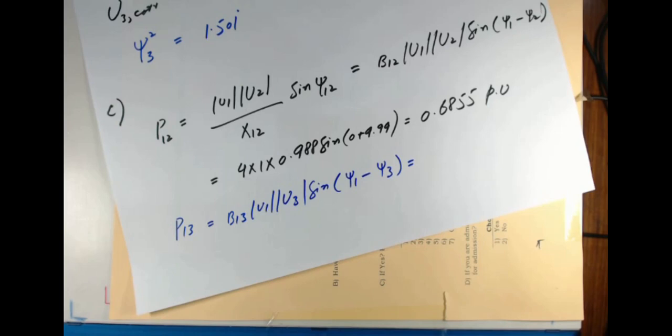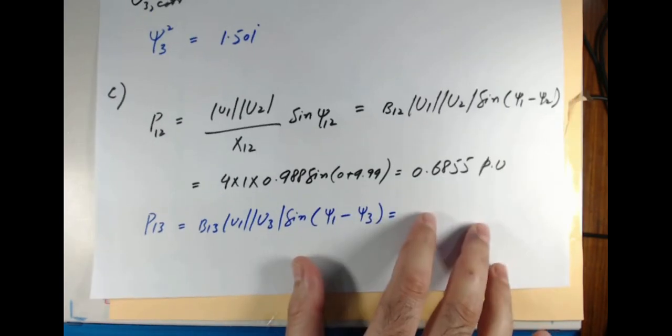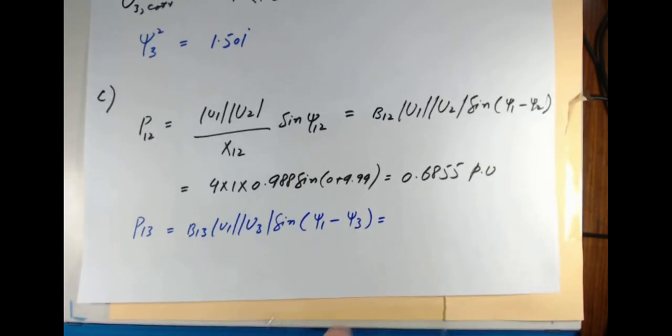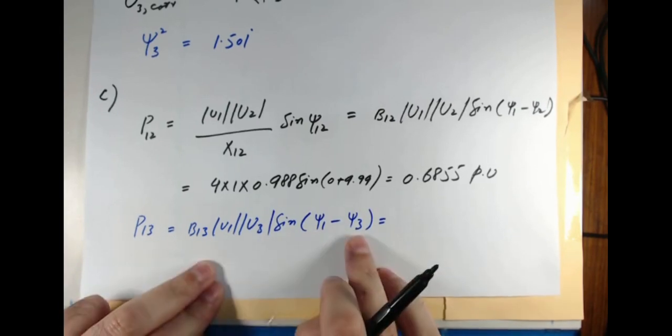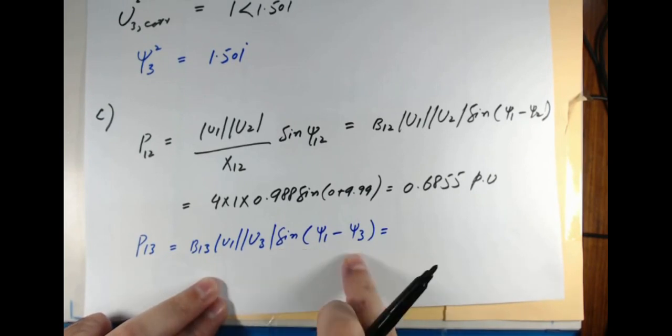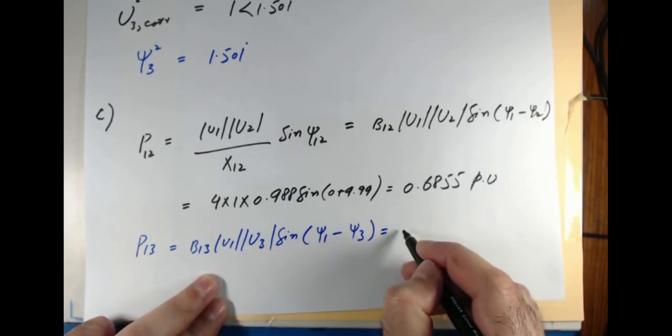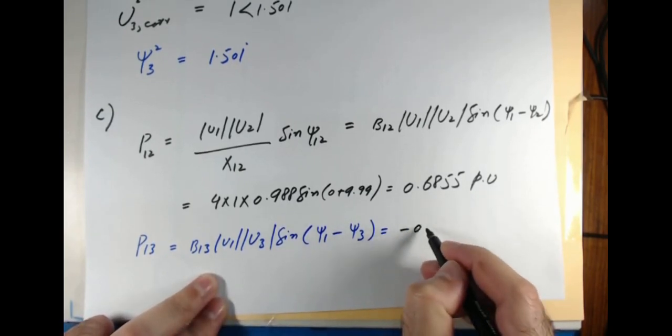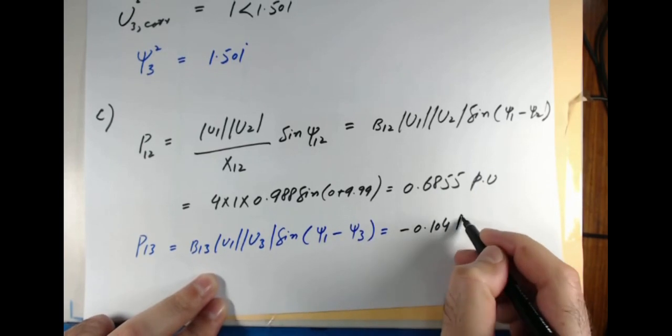As we know, the active power flow in this case would be negative, because active power is sensitive to the difference of the angle. So this angle will become negative, because this is 0, that is 1.501, so that would become negative, and the sign of the negative angle is negative, so that becomes minus 0.104 per unit.